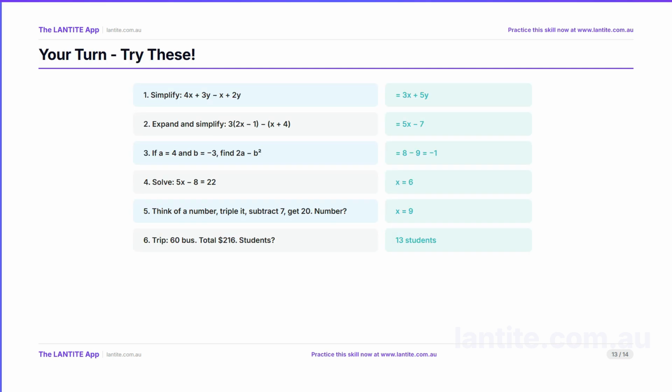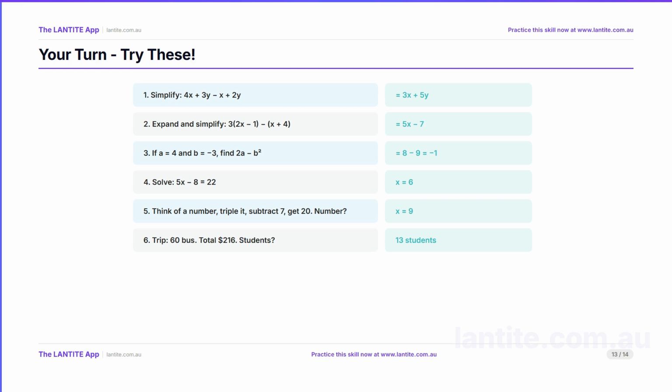Now it is your turn. Pause the video and work through these 6 practice problems. Problem 1. Simplify 4x plus 3y minus x plus 2y. Problem 2. Expand and simplify 3 times the bracket 2x minus 1 minus the bracket x plus 4. Problem 3. If a equals 4 and b equals negative 3, find 2a minus b squared.